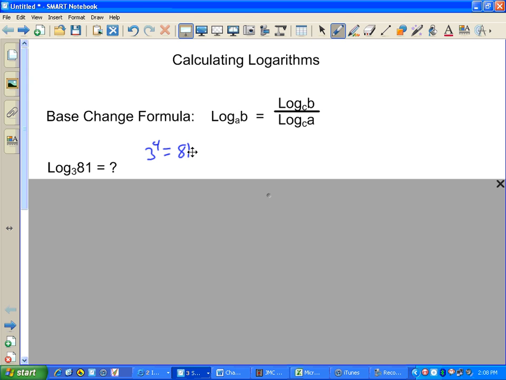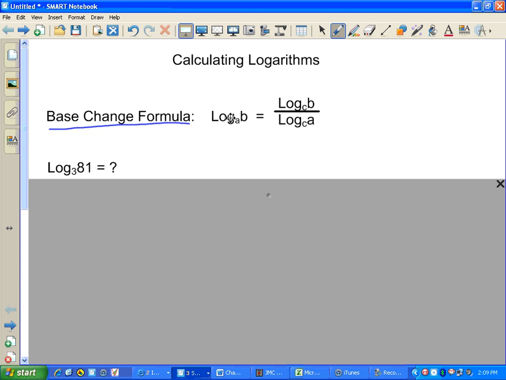However, not all our logarithms are going to be like that. I could put any number here, and if it's not some multiple of 3, or some 3 to some power, I'm not going to get a nice number like 4. So we need to be able to take these on our calculator. And in order to do that, we need to know this base change formula.